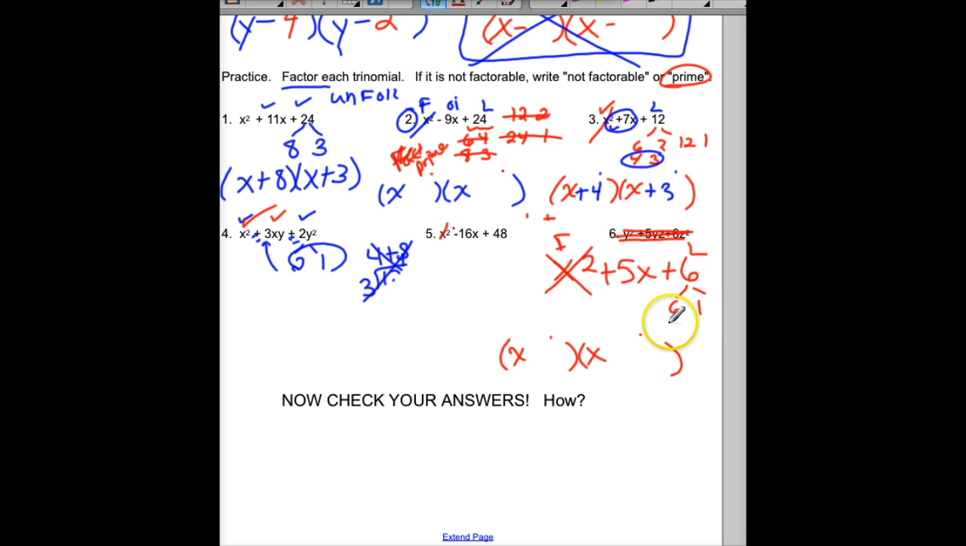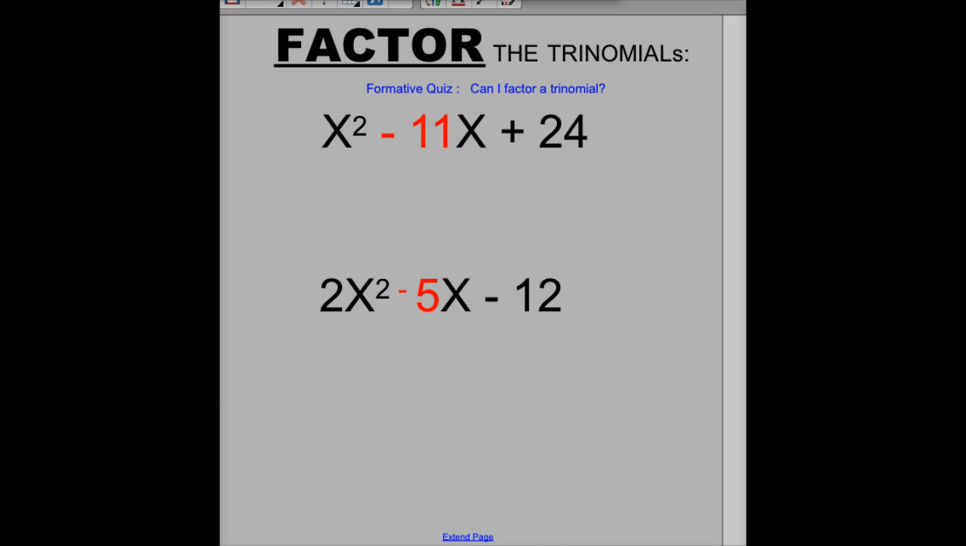6 times 1 or 2 times 3. I pick the pair that when added gives me a 5. So I end this in a 2 and a 3. I know I need either positive, positive, or negative, negative. This determines it. So plus, plus. And again, we could check all those answers by FOILing it. And that's the end of the lesson for today.